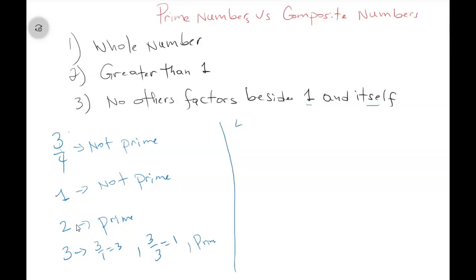Let's check 4. Is 4 a whole number? Yes, 4 is a whole number. Is 4 greater than 1? Yes, 4 is greater than 1. Does 4 have any other factor besides 1 and 4? Let's check. We know 4 divided by 1 is 4, and 4 divided by 4 is 1. But wait, what about 4 divided by 2? 4 divided by 2 is 2. So yes, 2 can divide 4. Therefore, 4 has other factors besides 1 and 4.